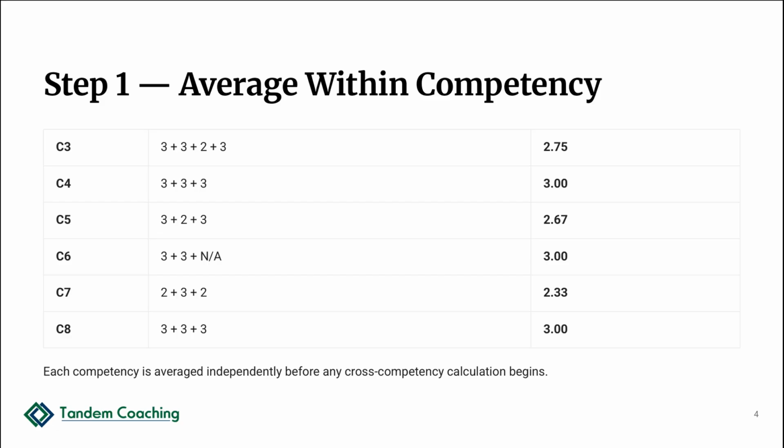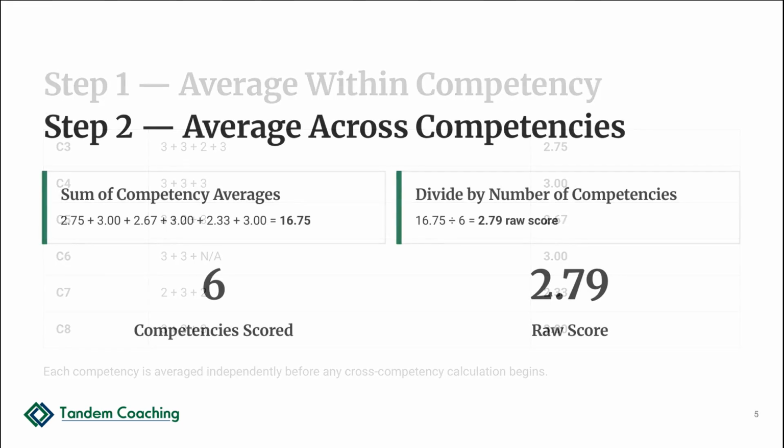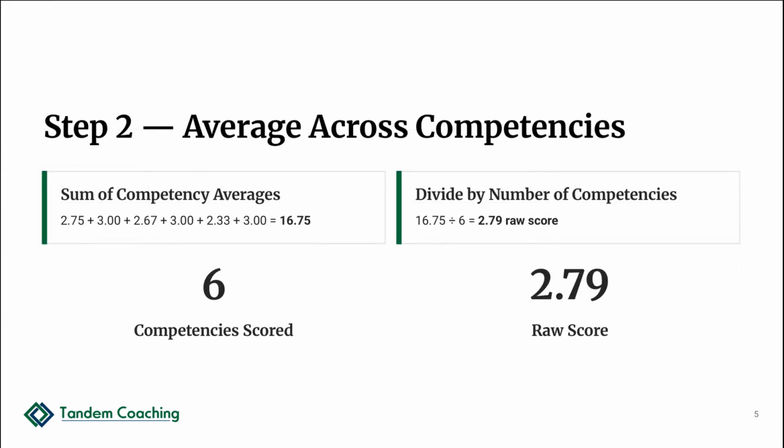C7, 2, 3, 2, average 2.33. C8, 3, 3, 3, average 3.0. Step 2, average the 6 competency scores. 2.75 plus 3.0 plus 2.67 plus 3.0 plus 2.33 plus 3.0. Divide by 6, total raw score 2.79.